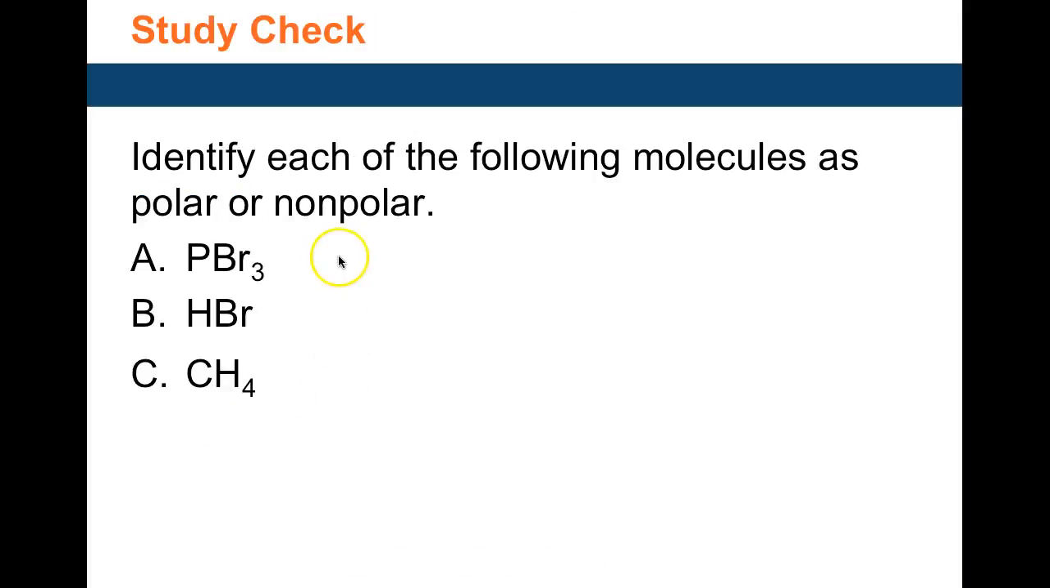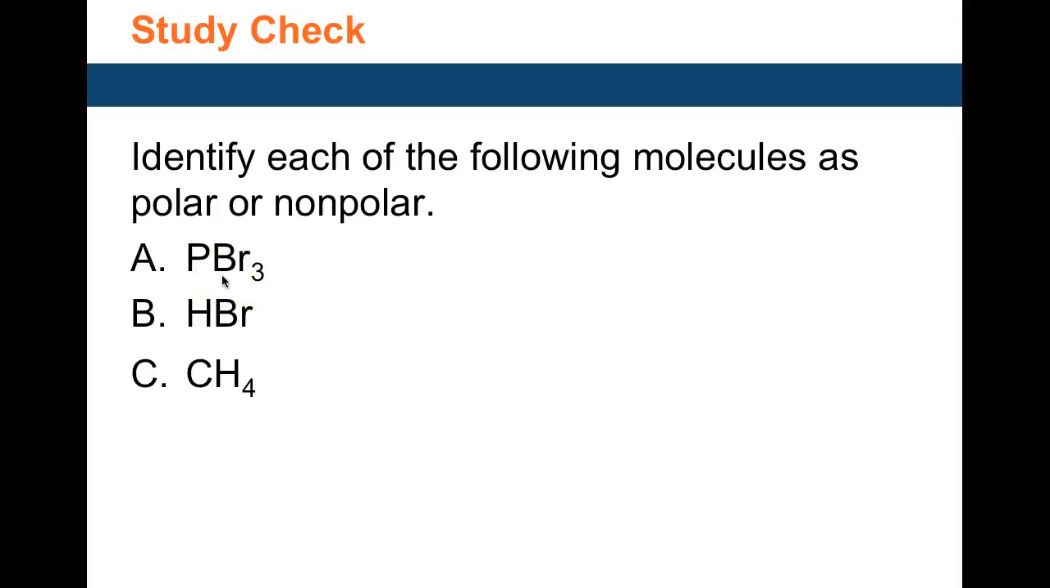All right, identify each of the following molecules as polar or non-polar. PBr3. PBr3 is going to have a structure very similar to ammonia, a pyramidal structure. HBr is going to be like HCl, a single dipole, so it's definitely going to be polar. Methane, we already know the CH bonds are nonpolar, so the molecule is nonpolar.